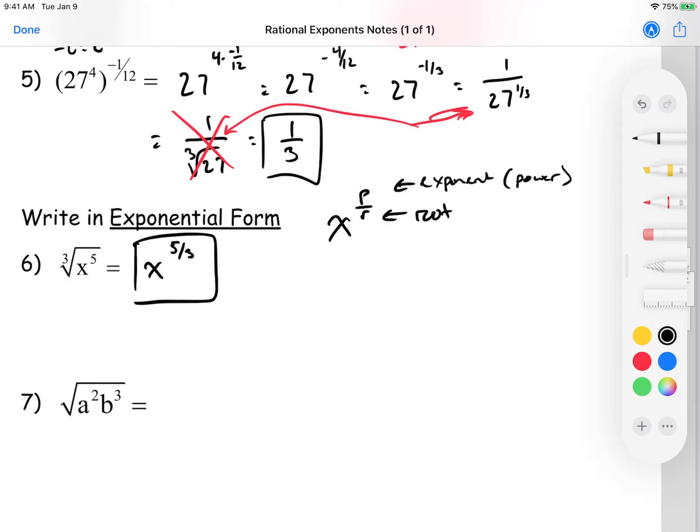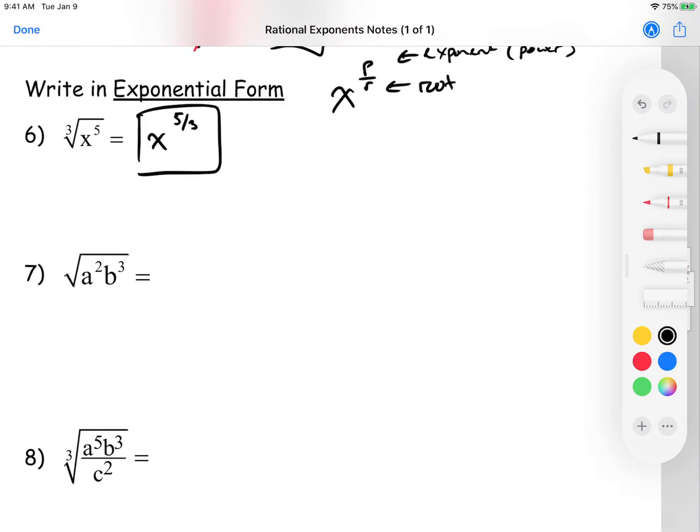Now we can do this the same way, okay? So when I'm dealing with something, for example, in number 7, now I've got 2 different variables in here, which again looks a little bit more complicated, but as long as I apply my exponent rules, it's the same thing. So my root in this case is 2 because of the power. But if I think about this, what I'm doing is I'm taking a squared b cubed, and I'm taking this whole thing to the 1/2 power, because if I'm taking the square root of that whole thing, that's essentially what I'm doing.